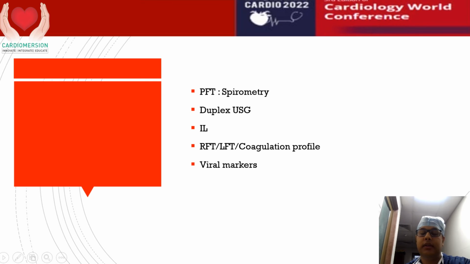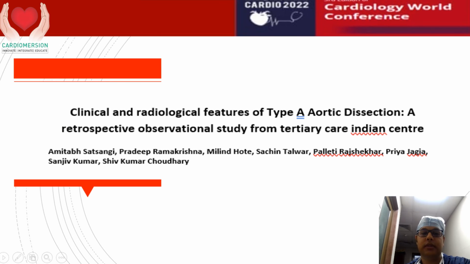The tests that we discussed earlier were the pulmonary function test using spirometry, the duplex ultrasonography of the various blood vessels, the carotid, radial, the femoral, and the indirect laryngoscopy, the renal function test, the liver function test, the coagulation profile, viral markers for surgery.